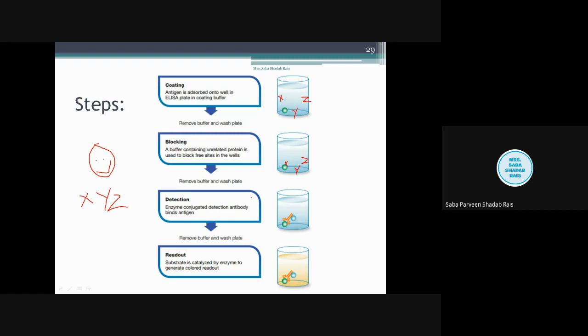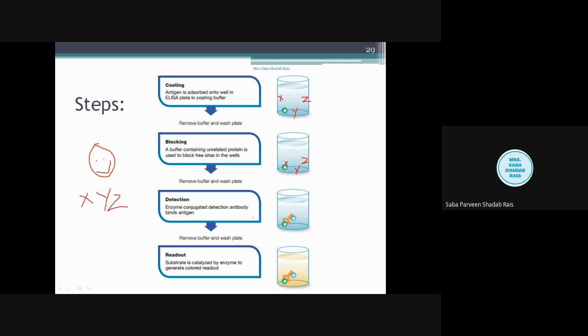So now what I will do, I am going to do the blocking. Usually this blocking is done with a blocking agent. These blocking agents are unrelated proteins which are not going to react with the antibody molecules. It could be casein or BSA, that is bovine serum albumin. Bovine serum albumin is usually used. Now why is it used? It is used to block unbound sites in the well.